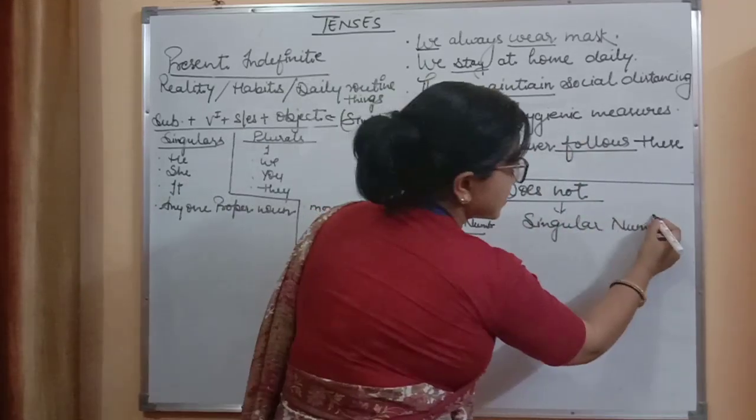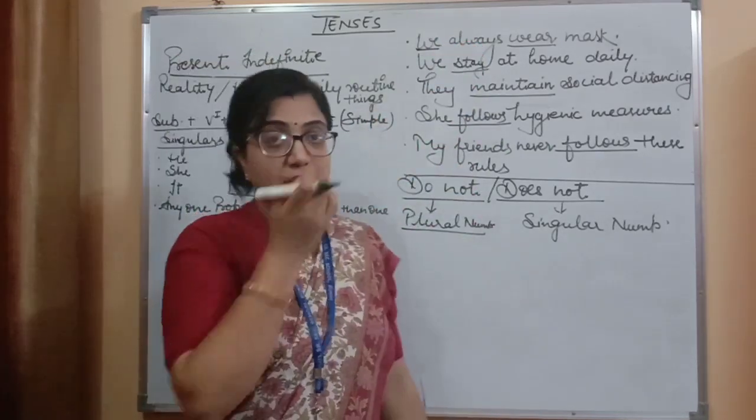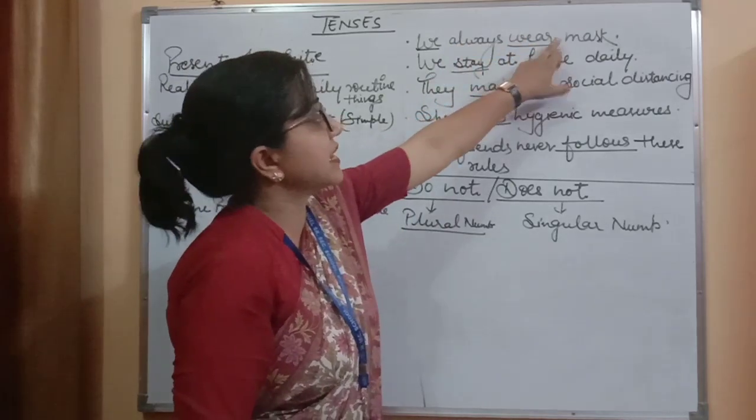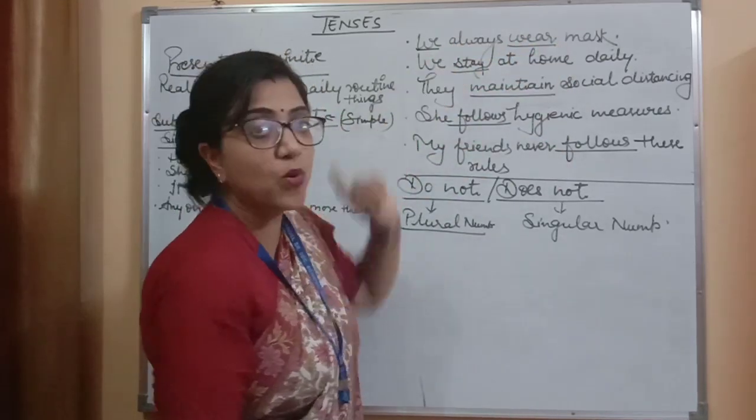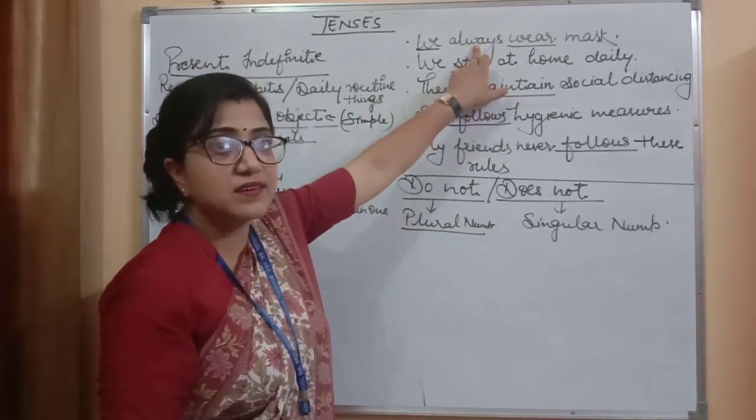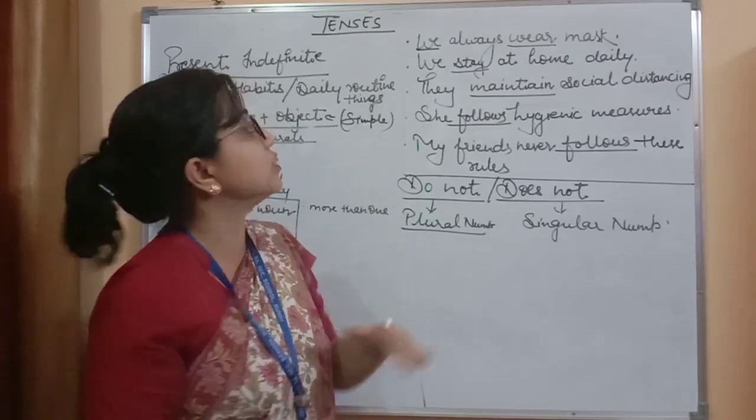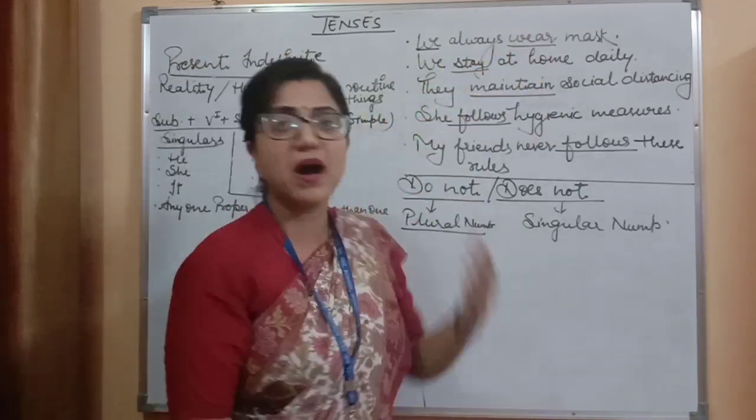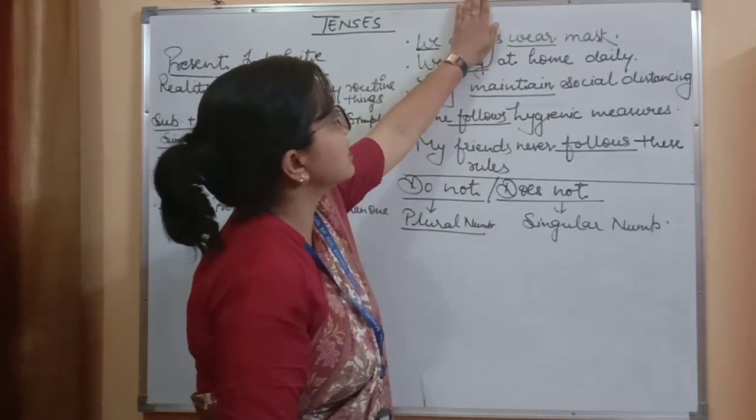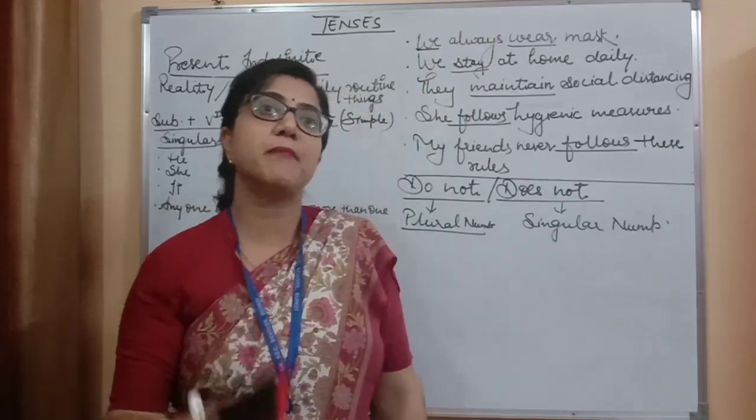For example, suppose these sentences you have to convert into negative. We always wear mask. In a negative sentence, we don't. But here, always is there, that's why never. Never is accurate to be used. We never wear mask in negative sentences. On the other hand, if always is not there, then in a negative sentence, we don't wear mask.